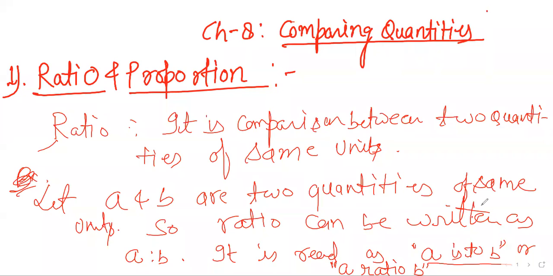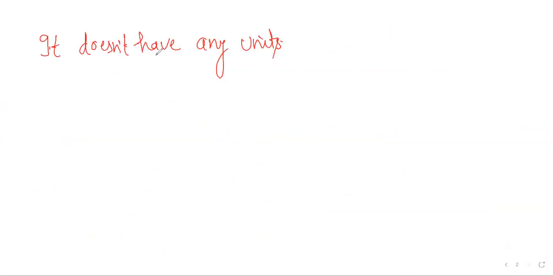Now next line, it doesn't have any units. Sir, it is proportional. Not proportion. Right now ratio is going on. Everything is related to ratio. It is read as A is to B or A ratio B. Full stop. In next line, it doesn't have any units. This is the key point.